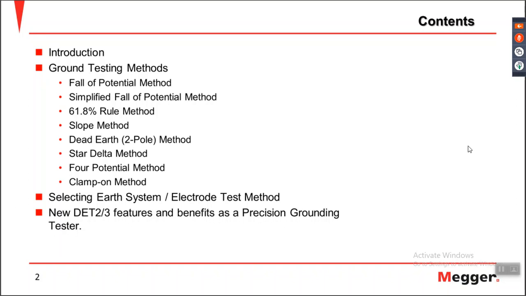And the last topic, I will try to introduce again our new product related to the grounding resistance test. We have the DAT23, and I will try to talk about its features and benefits as a precision grounding tester.